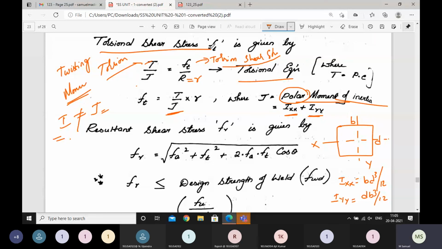We are using this torsion equation to find out. And what is T here? This is the twisting moment. This is also a kind of moment. This is developed because of torsion, twisting. So how do you get the T? T is nothing but P times of P. This is the factored load.